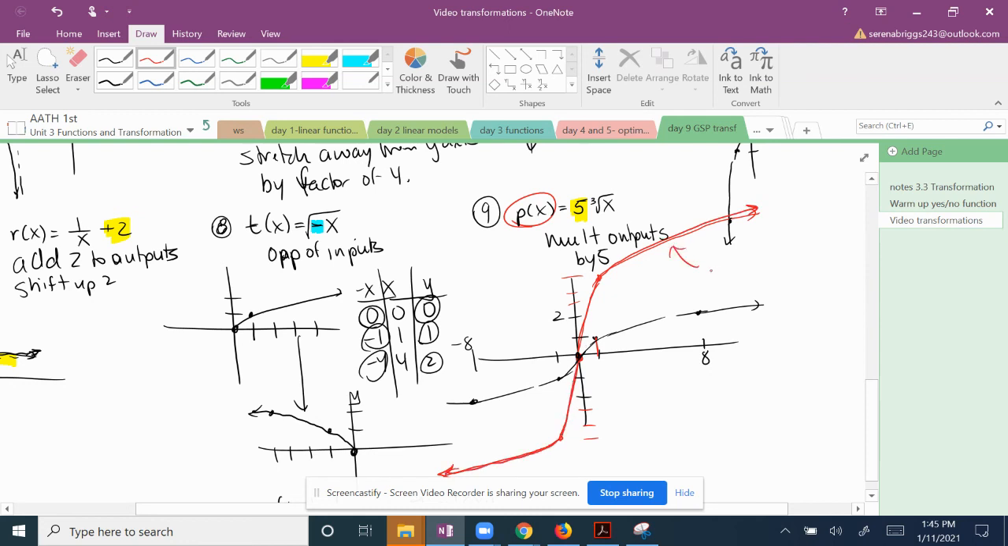Make a note of what happened, what you see. You have stretched the graph vertically away from the x-axis, from the horizontal axis, by a factor of 5. And it distorted the graph quite a bit.